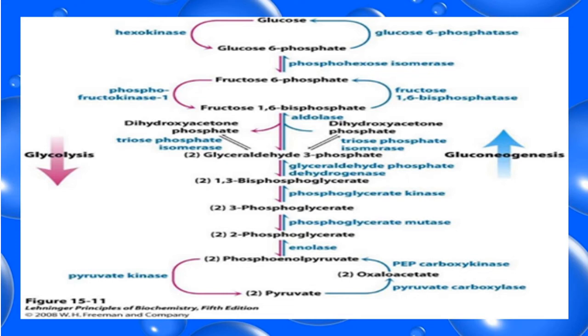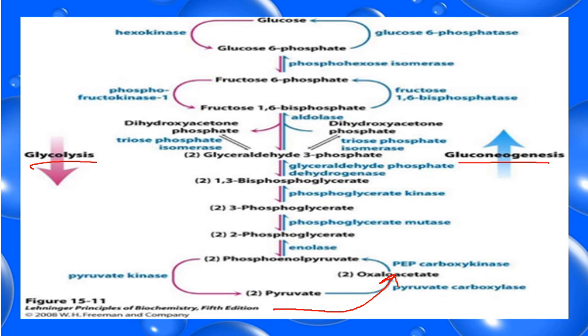Now we see the reactions of gluconeogenesis. This one is glycolysis and this one is gluconeogenesis. The first reaction of gluconeogenesis is pyruvate to oxaloacetate. ATP hydrolysis provides energy for carboxylation of pyruvate. The reaction is catalyzed by pyruvate carboxylase, and this reaction occurs in the mitochondrial matrix.